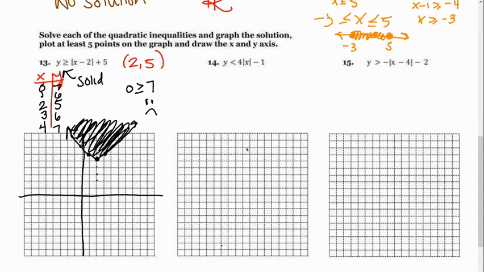Okay. Next one. The 4 on the outside has nothing to do with my vertex. So my vertex is 0, -1. That helps a lot of us make our table. Again, you could continue with your table no matter what. You can guess and check points. That's okay. I plug in -2, I get 7, I get 3, 3, and 7 again.